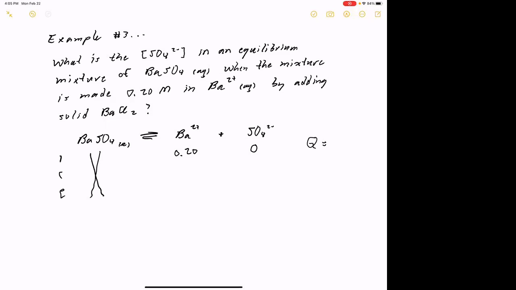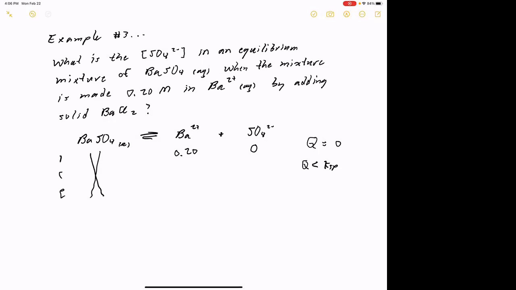It would be 0 times 0.20, which is 0, right? So what have I got? I've got a situation where my Q is less than my KSP, even though KSP is really, really tiny, right? And if Q is less than KSP, which direction do I have to go to get to equilibrium? I've got to go to the right, because I want my Q to be equal to my KSP at equilibrium, right? So I've got to go right.